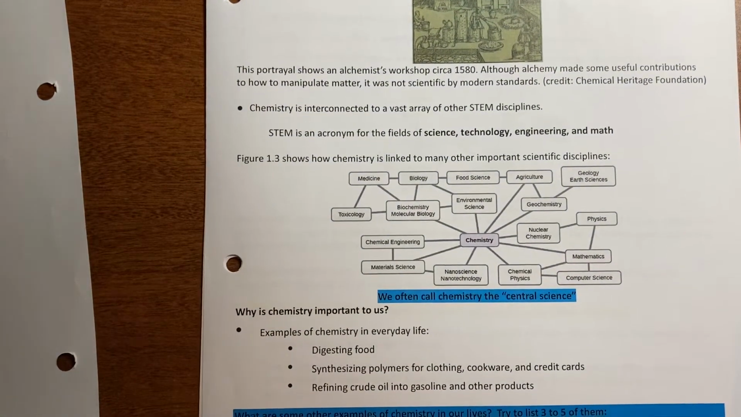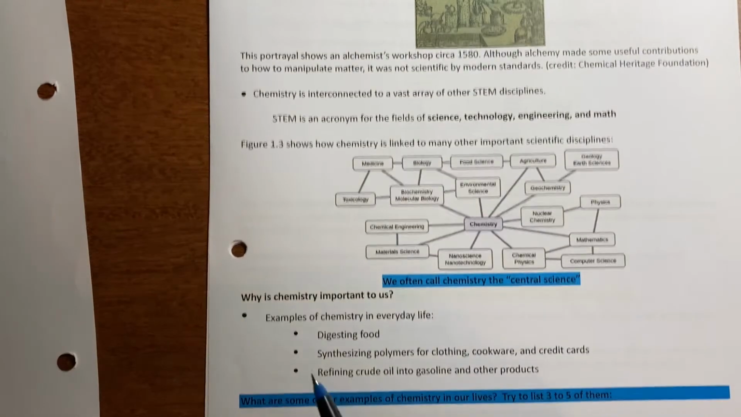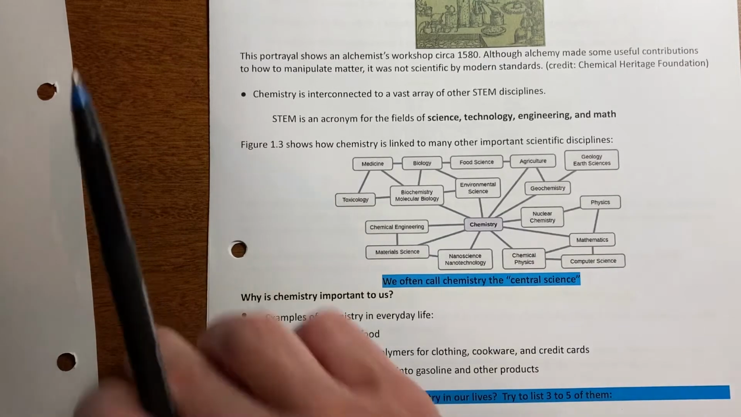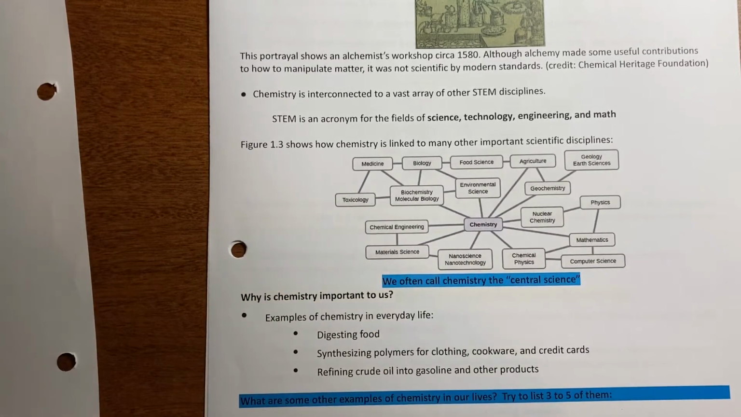Why is chemistry important to us? Well, I'm sure you already know the answer, but with a knowledge of chemistry, you can better understand the foods you eat, how we digest food, the things we use. Polymers are plastics that are used literally everywhere. This desktop I'm using is not really wood. This is a plastic made to look like wood. It's a polymer. They're used in our clothes, our cookware, our credit cards are made of plastics.